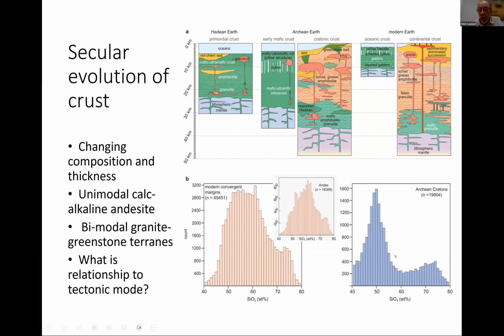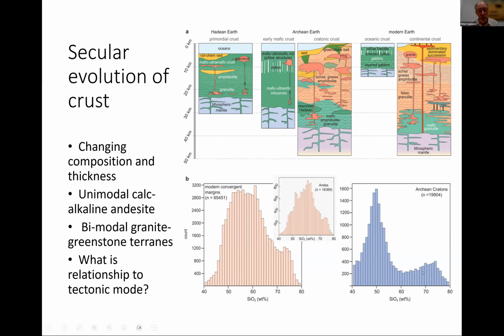Now, if you do the same kind of compilation for the Archean, it's quite different. It's much more bimodal in character. You have more silicic rocks at around 70% and more mafic rocks at around 50. The mafic component may be oversampled. People tend to sample greenstone belts more than the felsic rocks in the Archean cratons, but you get the point that there is this bimodality in the composition.